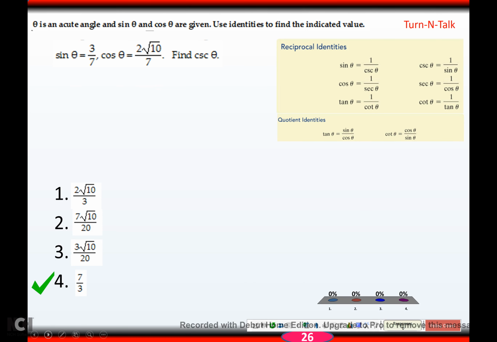And hopefully you've got 7/3. It's telling me that opposite is 3, hypotenuse is 7, and this is telling me that adjacent is 2 square roots of 10, and hypotenuse is 7. So if I draw me a little triangle here, put theta in this corner, opposite of me is 3, hypotenuse is 7, cosine describes adjacent to me, 2 square roots of 10, and the hypotenuse again is 7.